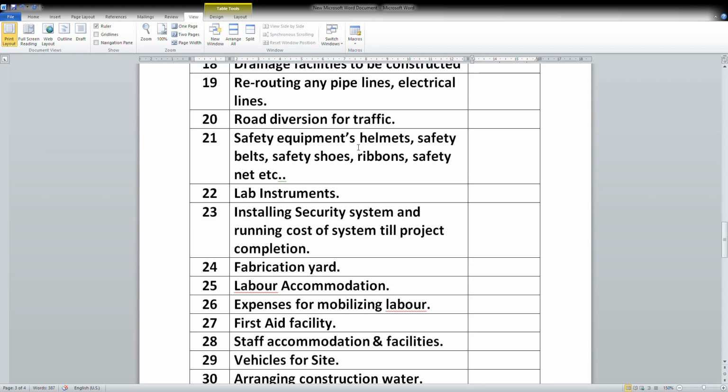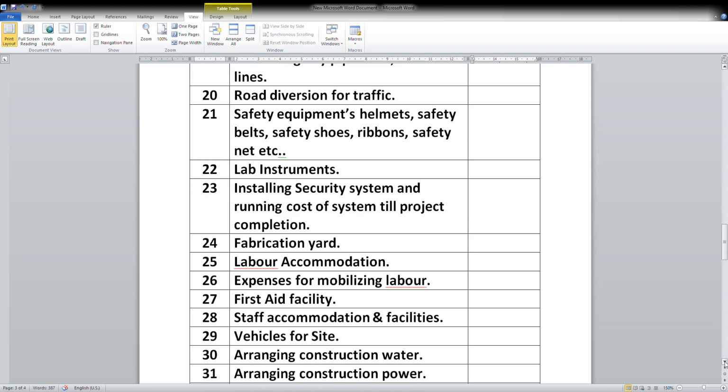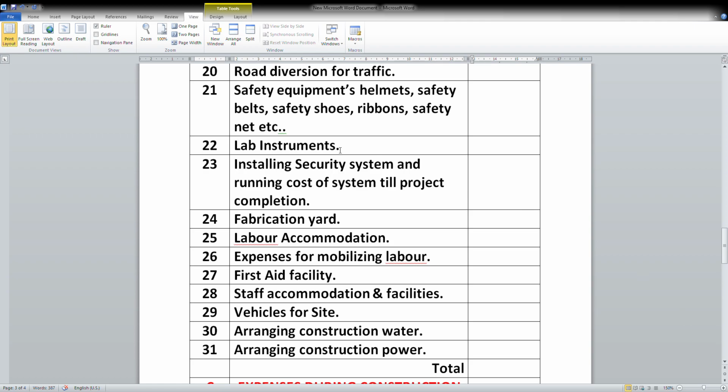Safety equipments: helmets, safety belts, safety shoes, ribbons, safety nets, etc. You can consider a cost here based on the size of the site, and that can be worked out separately. Lab instruments, this is a capital cost, and you have different requirements for the project size. Generally a CTM machine will be kept at site for concrete testing, and then you have a sieve machine, and various other instruments required based on the size of the project. Those capital costs can be taken here.